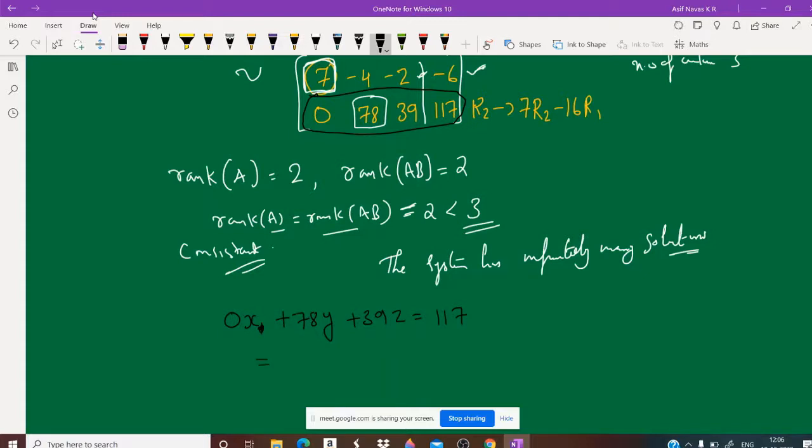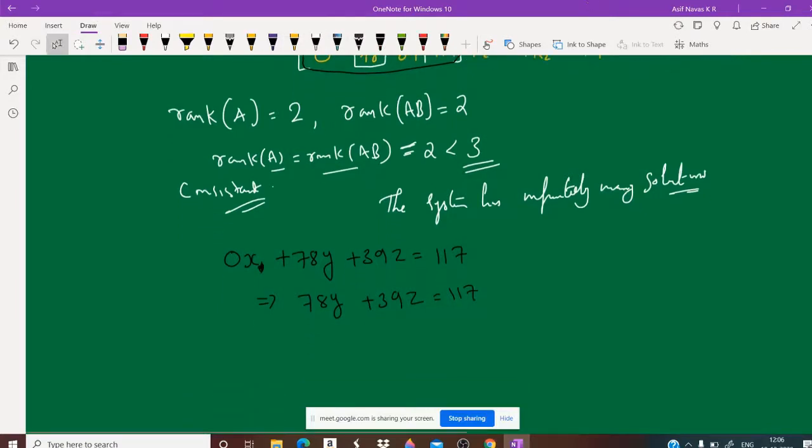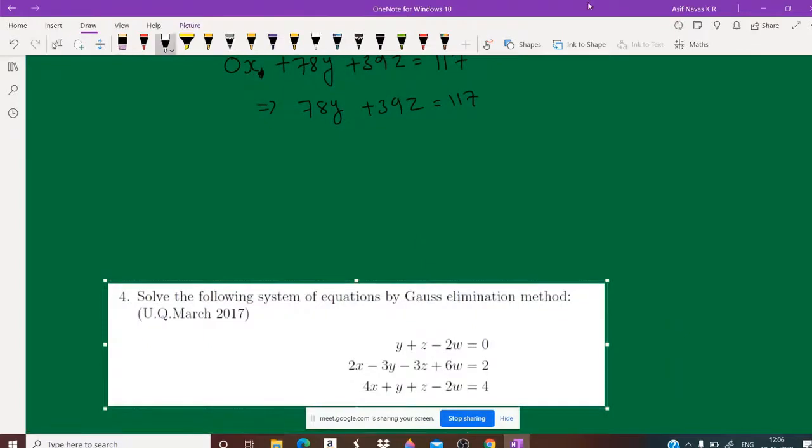Okay, so which implies 78y plus 39z is equal to 170. So now what we will do is we have a free variable here, right? You can take any value for y, and z depends upon y. So there is a free variable, you can take any value for y, and you take the corresponding value for z.